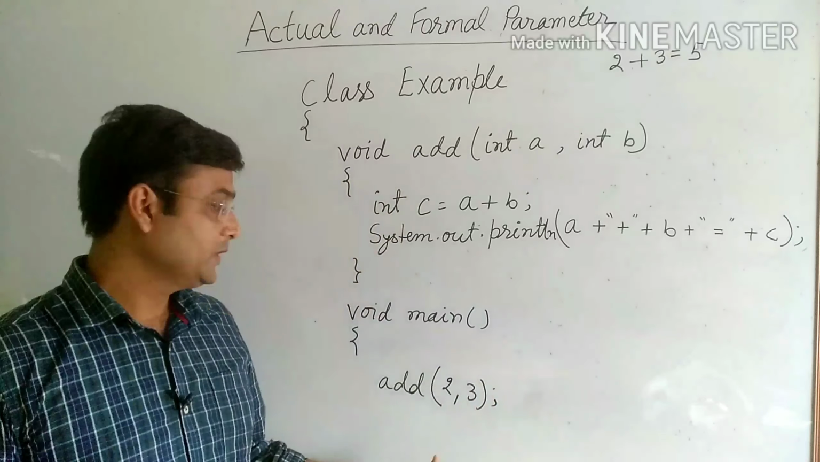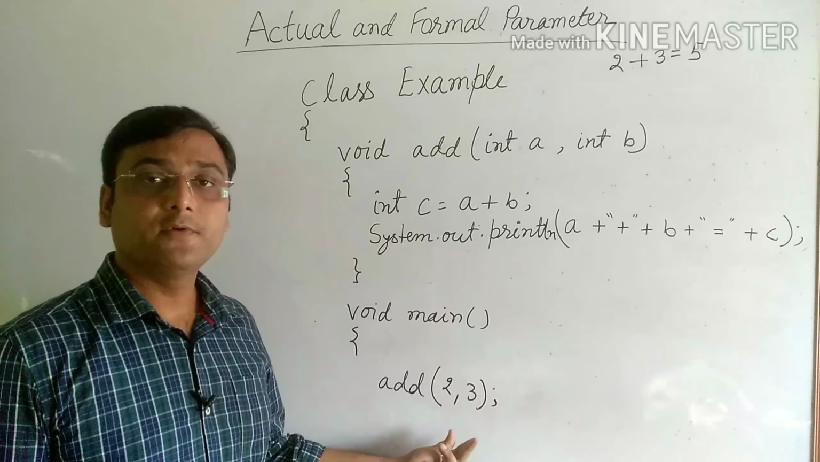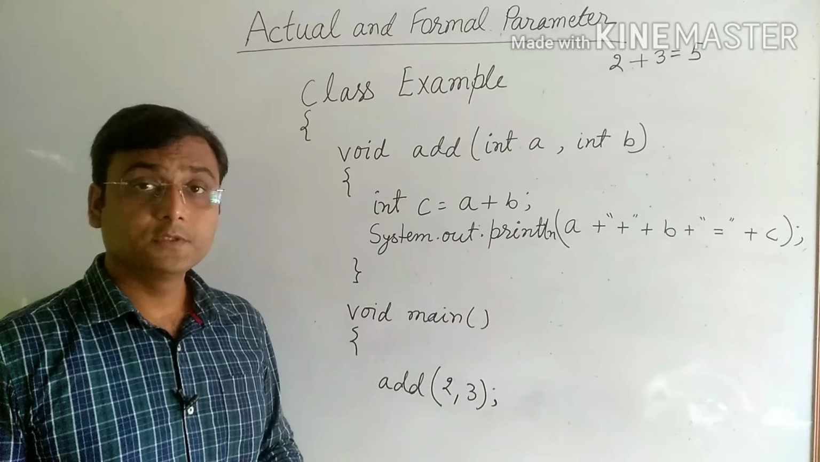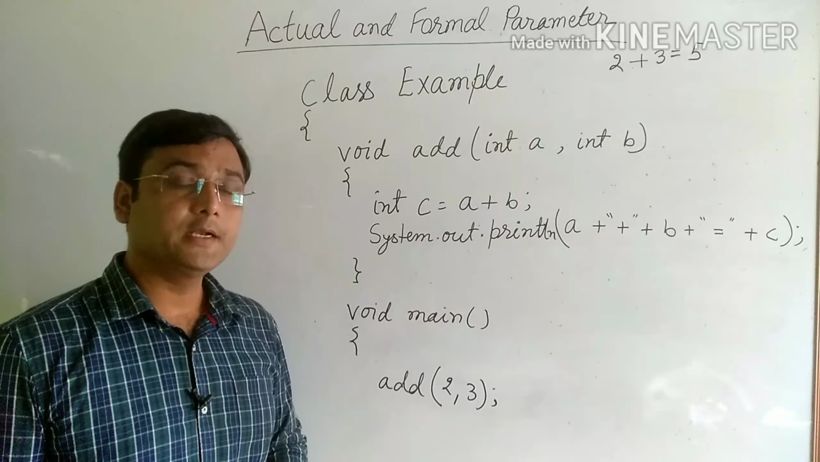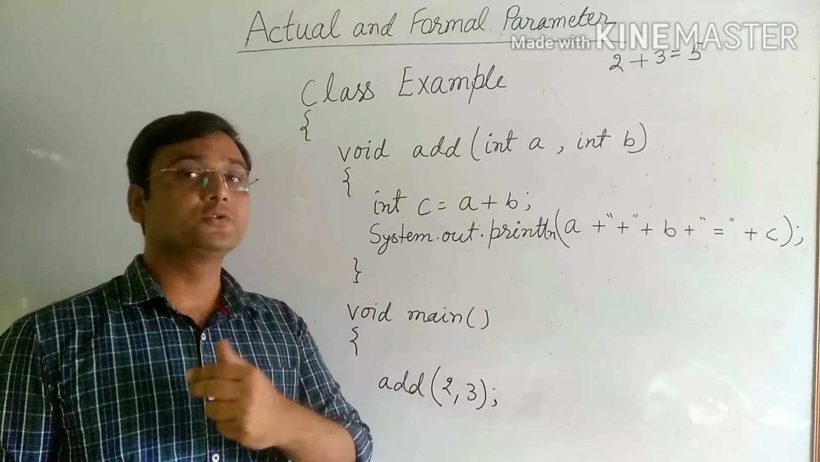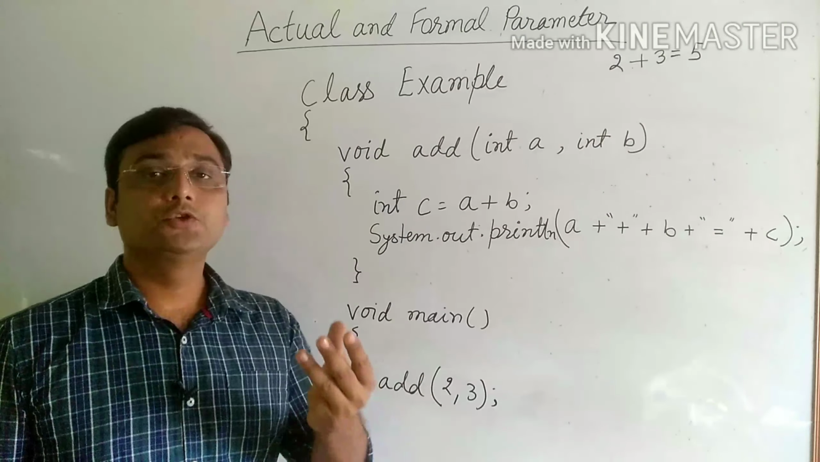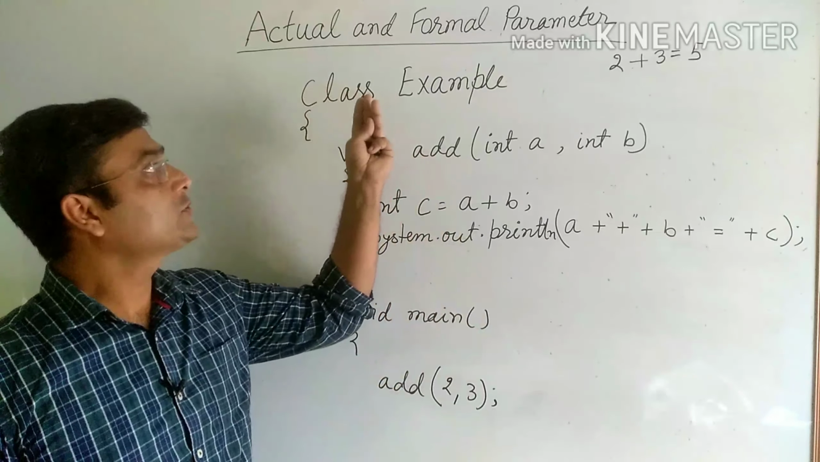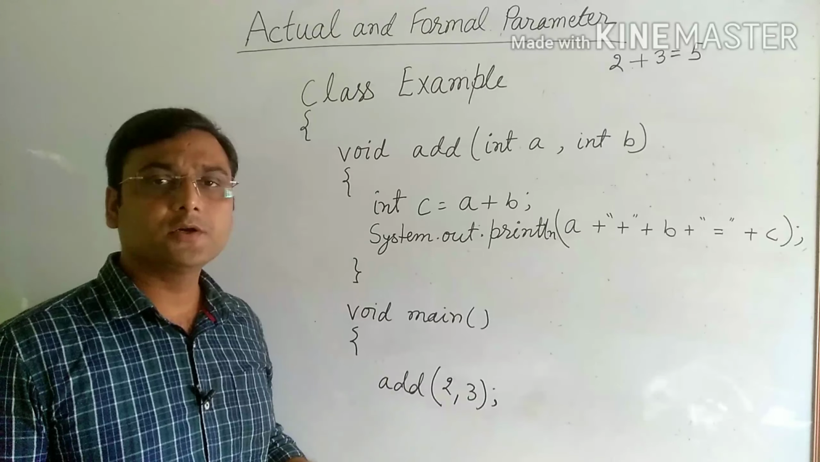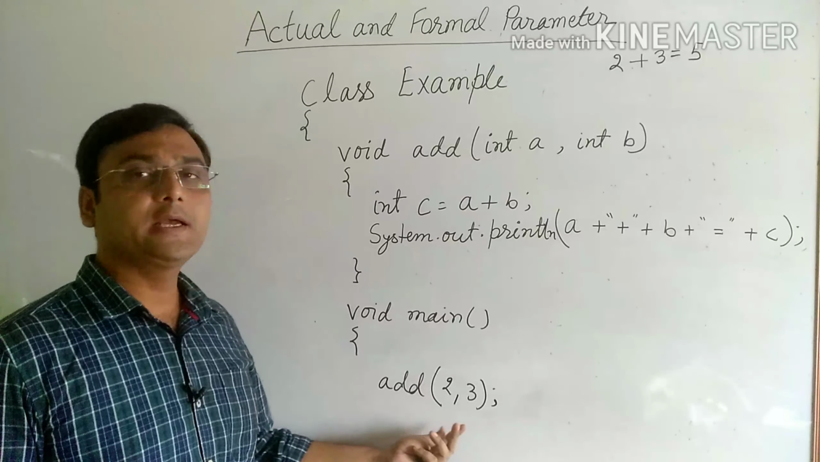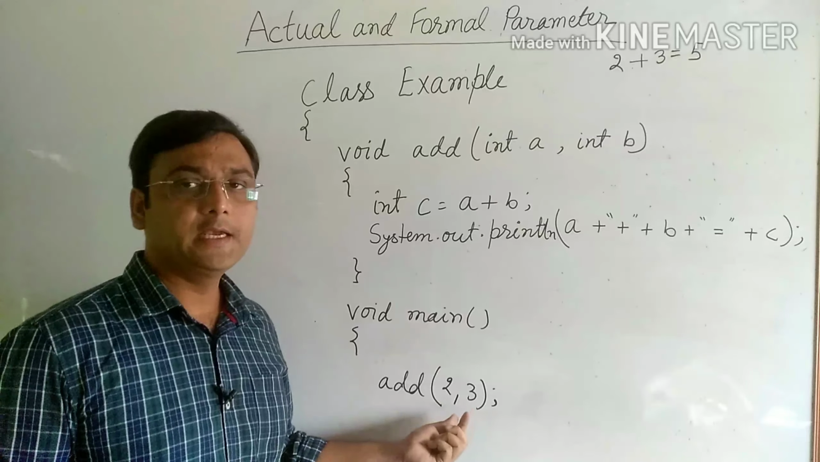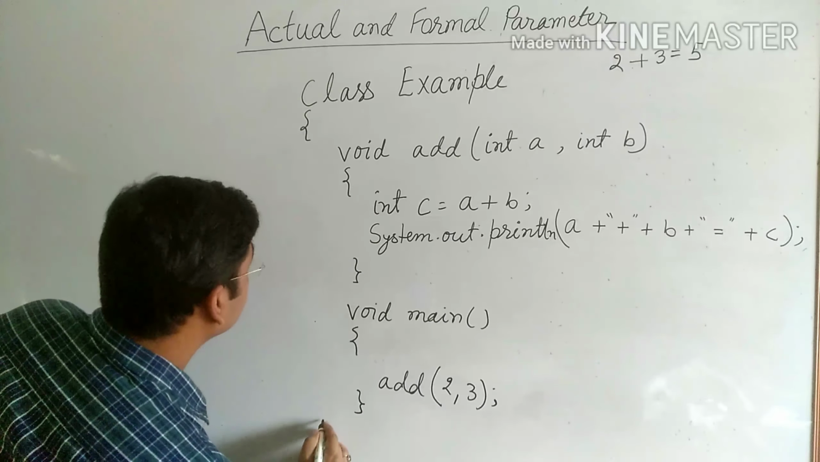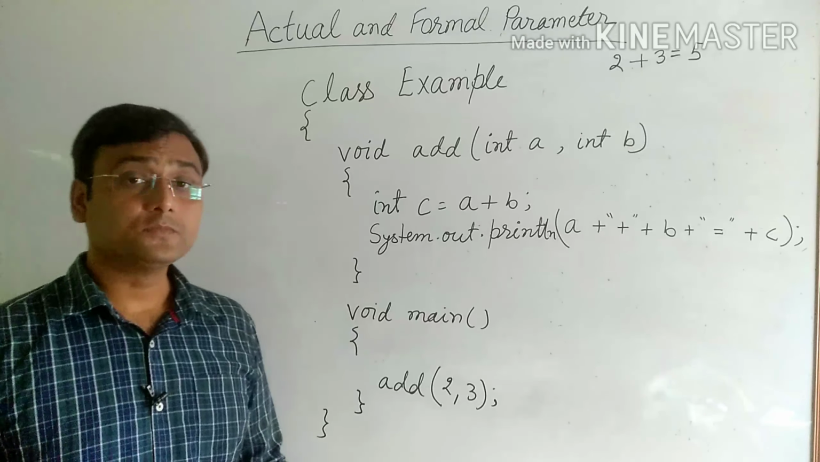Then a semicolon. Here I can take other values also. 2 and 3 I have written here. Sometimes it may be possible that you have to take input from the user. At that time you will use the Scanner class. But only for understanding actual and formal parameters, I am not writing a lot of code here. Simple code I am writing here. 2 and 3 I have passed here. After that, closing the class.